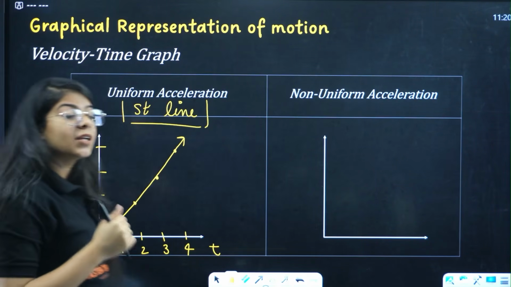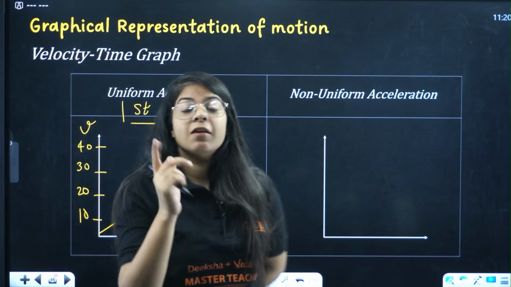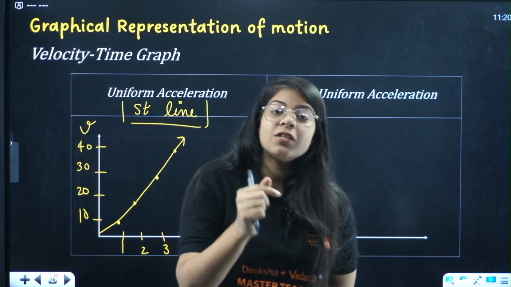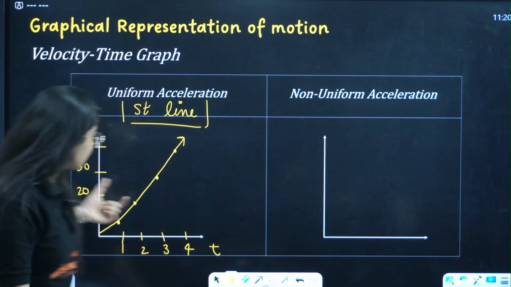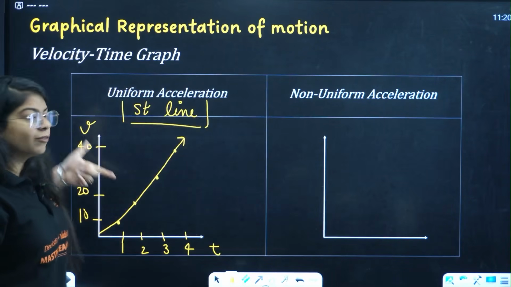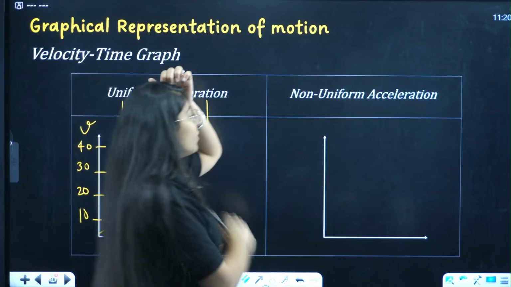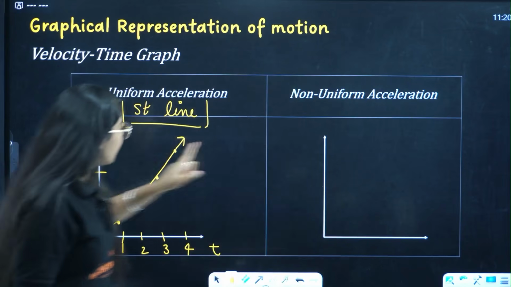That is uniform acceleration: velocity is continuously changing, increasing in equal intervals. First it was 10, then 20, 30, 40. Then we move on to non-uniform acceleration. One more thing in here.